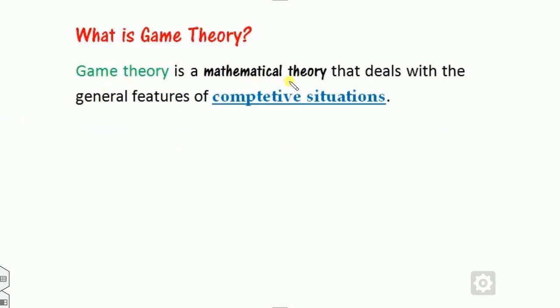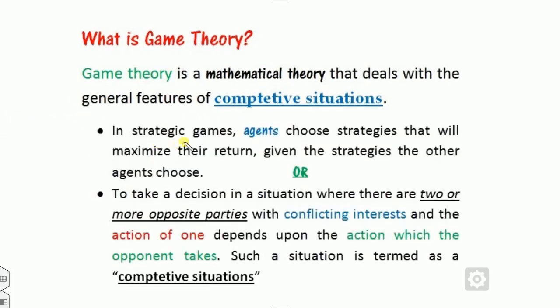So what is game theory? Game theory is nothing but the mathematical theory which deals with competitive situations. What is the meaning of competitive situations, or what some call human interaction? Whenever we move on a game or some strategy games, agents, meaning a person, choose strategies that will maximize their profits or returns given the strategies the other agents choose.